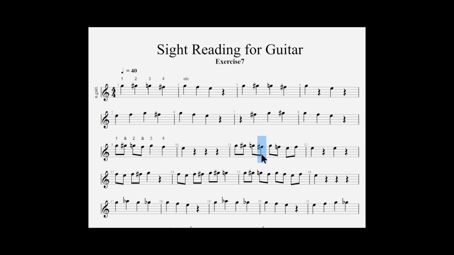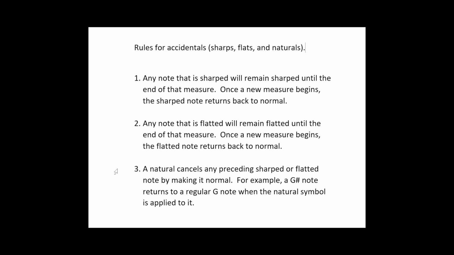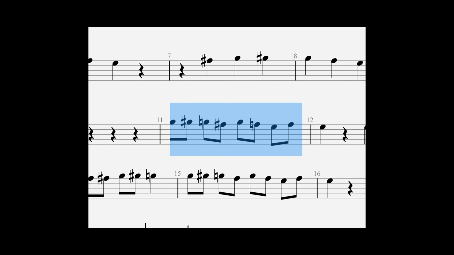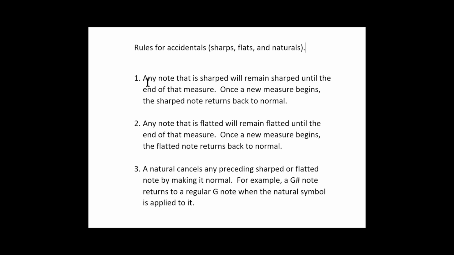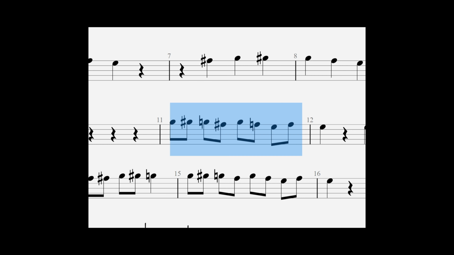G, F sharp, E, G natural, G sharp. Don't forget about your rules for accidentals. We have all 3 in play in this exercise. For example, measure 11 has a little bit of everything in it. Count 1 starts off with a G, and then it moves up a half step to a G sharp on the end of 1. That's rule number 1, and that says that any note that is sharped will remain sharped until the end of the measure.